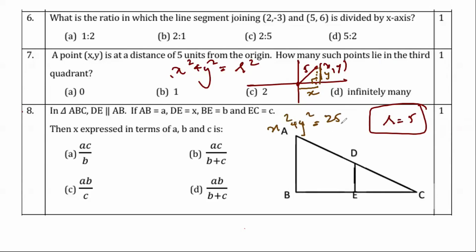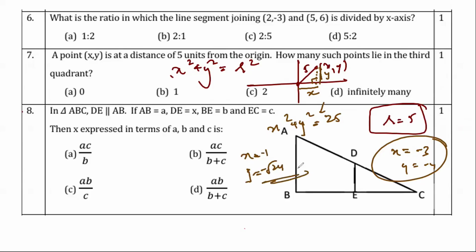Because it is in the third quadrant, you know that if x is minus 3 and y is minus 4, then also you will get 25 after putting in this. If x is minus 4 and y is minus 3, then also you will get 25. In the third quadrant, both are negative. Please remember. If x is equal to negative 1, and y is equal to negative root 24, then also you will get the same value.